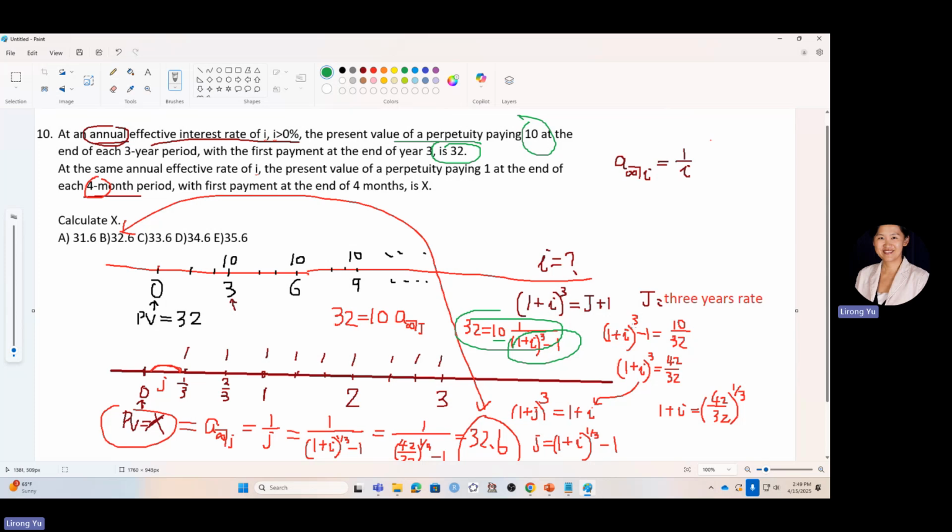You can see (1 plus I) to the power 3 minus 1 is 10 over 32. Therefore, (1 plus I) to the power 3 is 10 over 32 plus 1. So that's the 1 plus I itself. And then, of course, subtract 1, and you can get your I calculated.